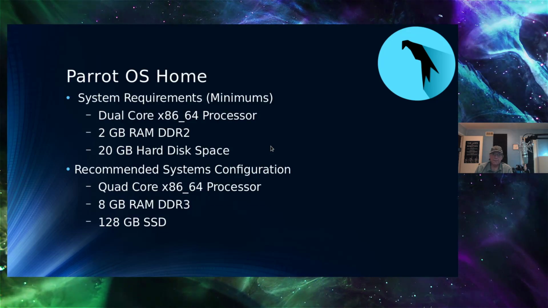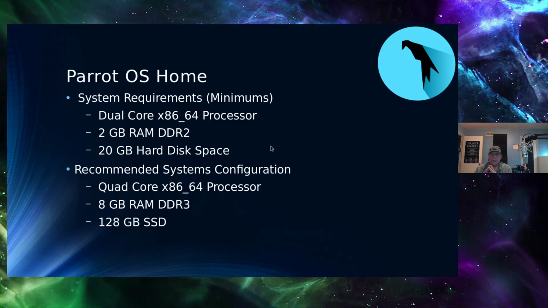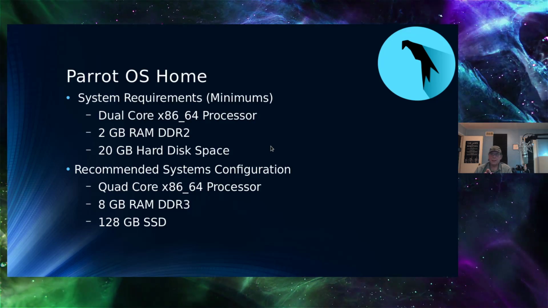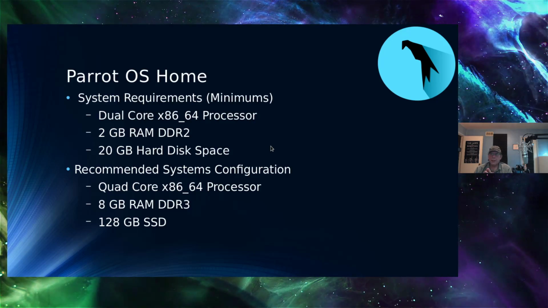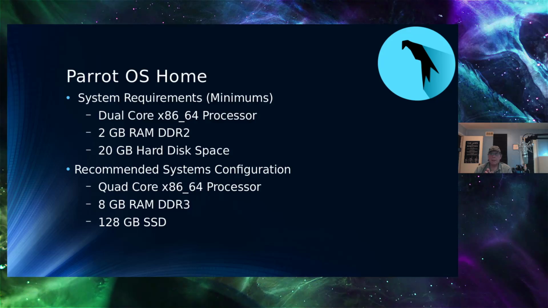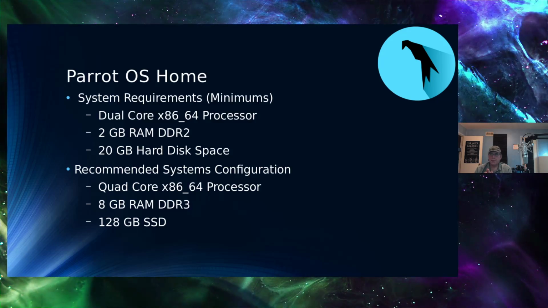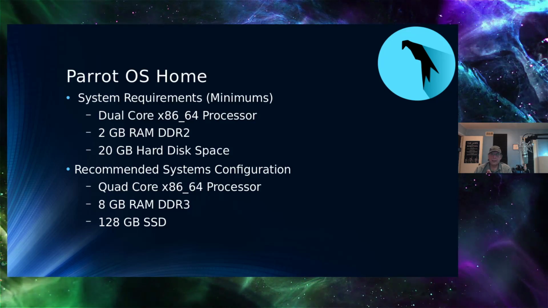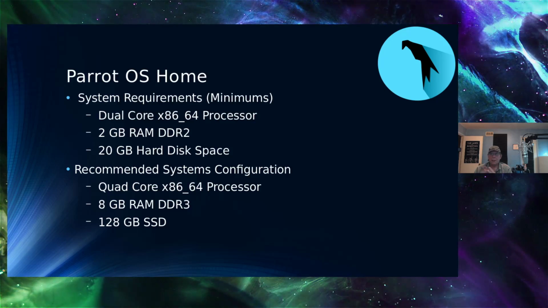System requirements are you need a dual-core x86 64. That's right, you heard me right, 64-bit processor. 2 gig of RAM, DDR2 at least. This is the first time I've ever heard any of the distros specify what type of RAM to use. 20 gig of hard drive space. I'm just telling you that's the first time I've heard it.